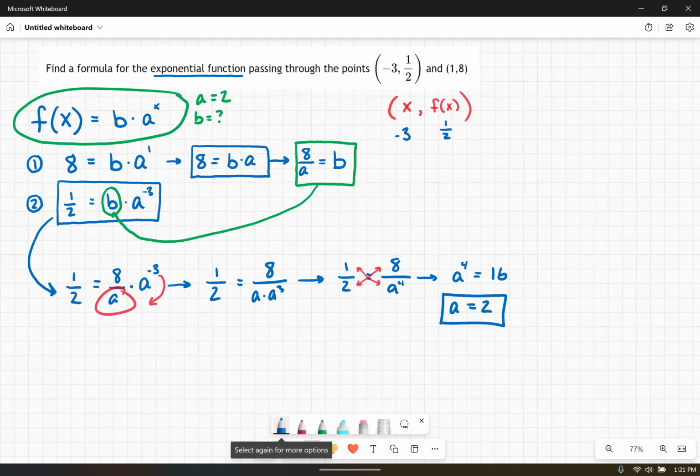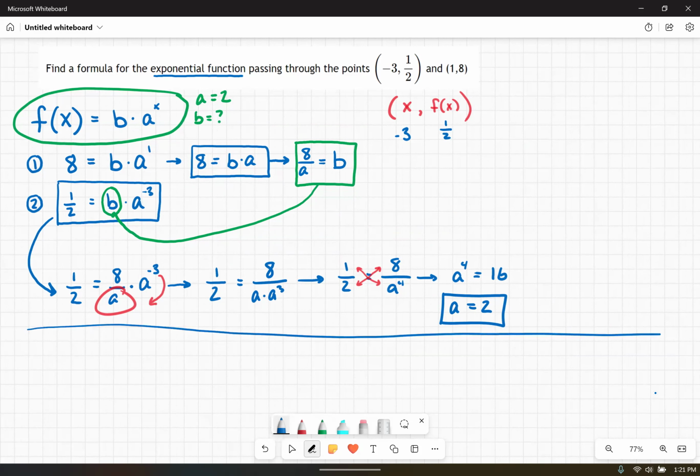So now, second part of the problem, find the other variable, B. Find the other unknown constant, B. So f of x is equal to b times a to the x, but we already know now that a is equal to 2. So it's b times 2 to the power of x. So now we need to solve for b. Now we can take one of those points and plug it in. Let's use the point 1, 8.